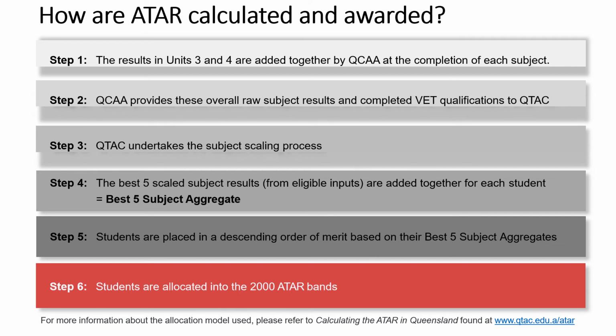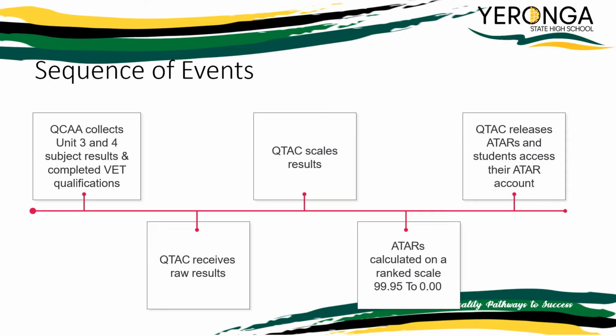Students are placed in descending order by merit based on the best 5 subject aggregates. Then the students are allocated into the 2000 ATAR bands. For more information about the allocation model, there is a paper called Calculating the ATAR in Queensland found on the QTAC website.